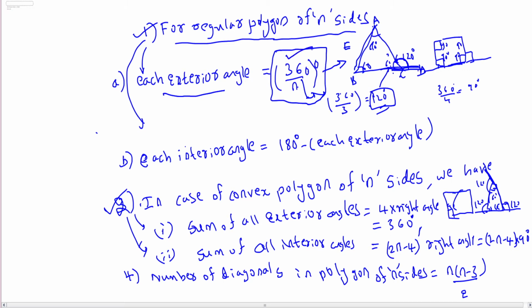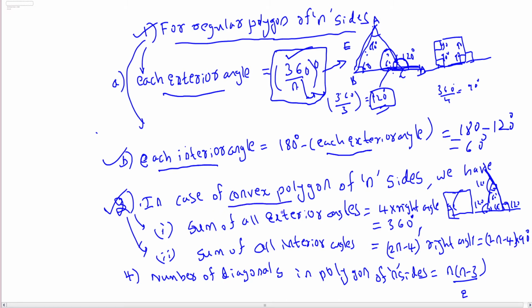This formula can be confirmed here with an example. Okay. Next, to find each interior angle, that is 180 minus this 120. What do we get? 60. See here, you can confirm.